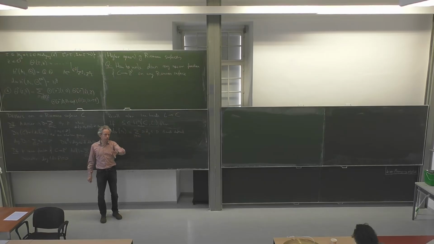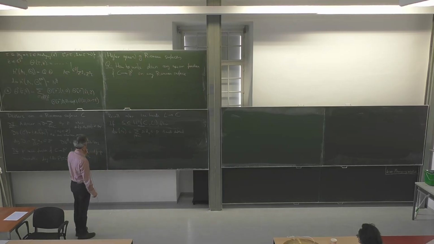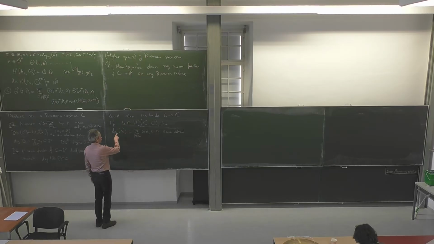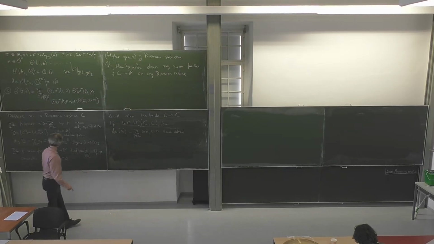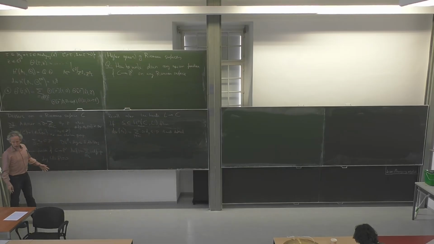But if I go to a different chart, the coordinate on the fiber just got multiplied by some nowhere zero, nowhere infinity transition function. So that doesn't change vanishing orders. Okay? Notice that I'm no longer claiming that the divisor of any meromorphic section of any line bundle is 0. Whatever I was saying here does not apply. And this is definitely not true.